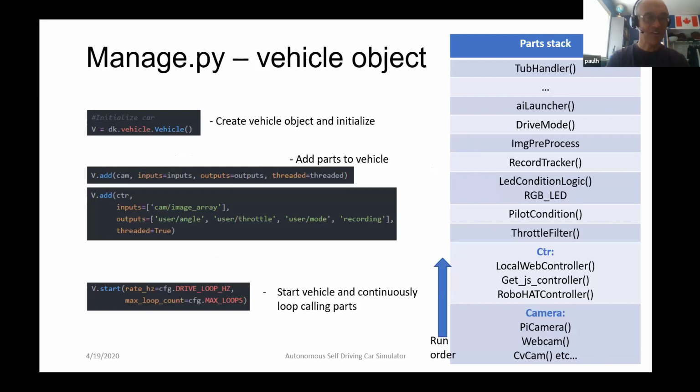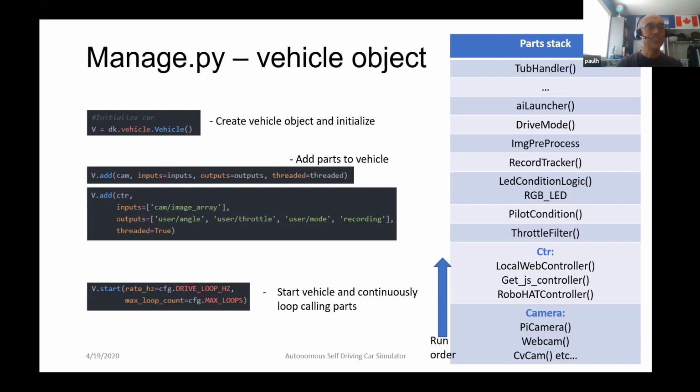Okay, so here's my attempt at trying to explain how this works. You have the manage.py script. It creates your vehicle object. Again, this is all part of the donkey car software. When it creates this vehicle object, it initializes it, and then it adds a bunch of parts. Here, I've called out just two of the parts that it added. That's the camera part, and here, this is CTR, the controller part.